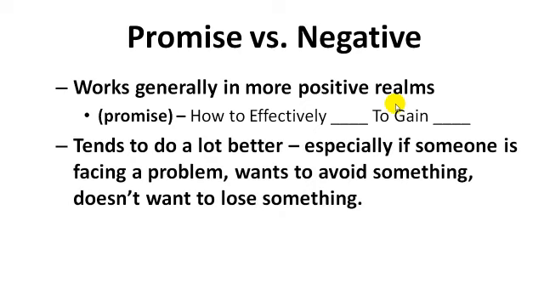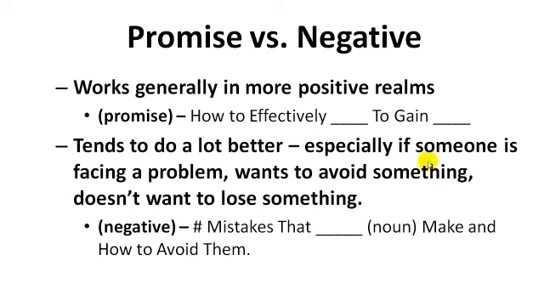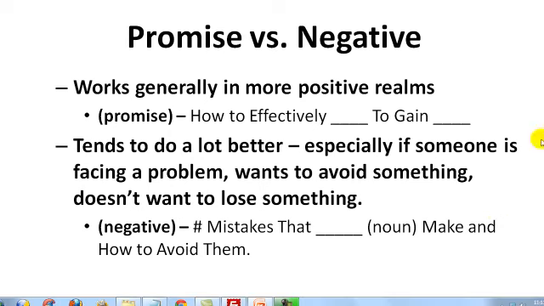And then we have a negative title, which tends to do a lot better, especially if somebody is facing a problem, wants to avoid something, and doesn't want to lose something. In fact, most people want to avoid losing something, and which sticks out a lot further. So something that would look like this would be number of mistakes that blank will make and how to avoid them. So number of mistakes that, let's say, a WordPress site owner will make when doing this and how to avoid them.